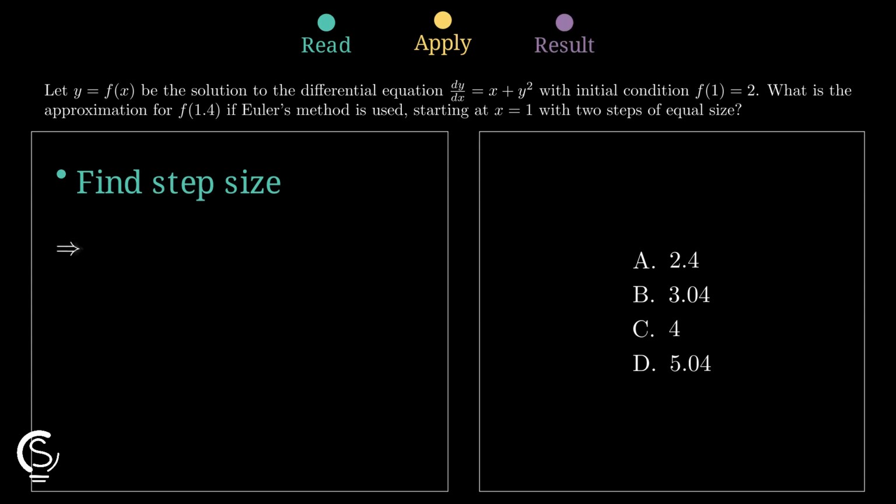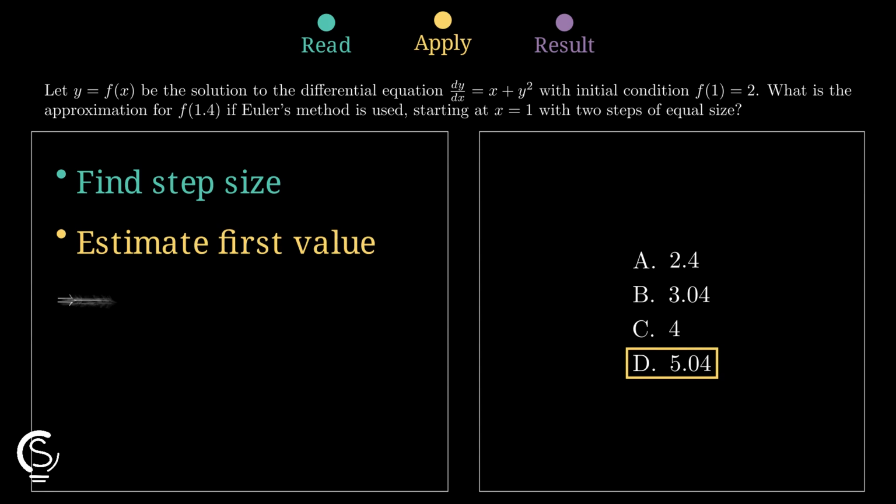For the second step, use slope 1.2 plus 3 squared, giving 10.2. Then y becomes 3 plus 0.2 times 10.2, which is 5.04.